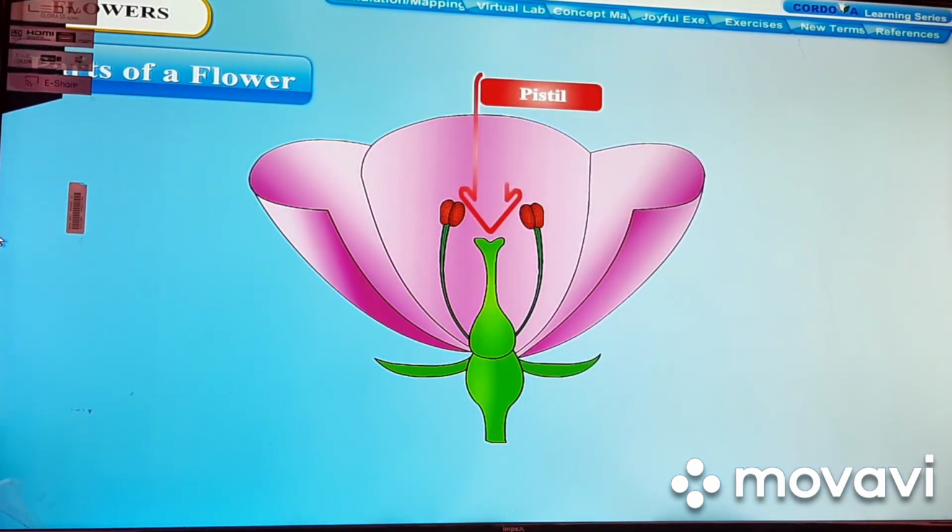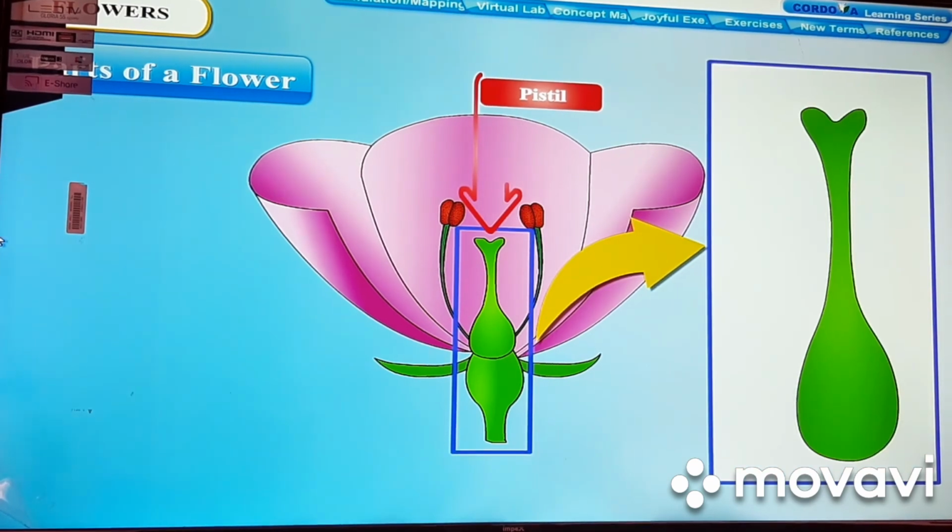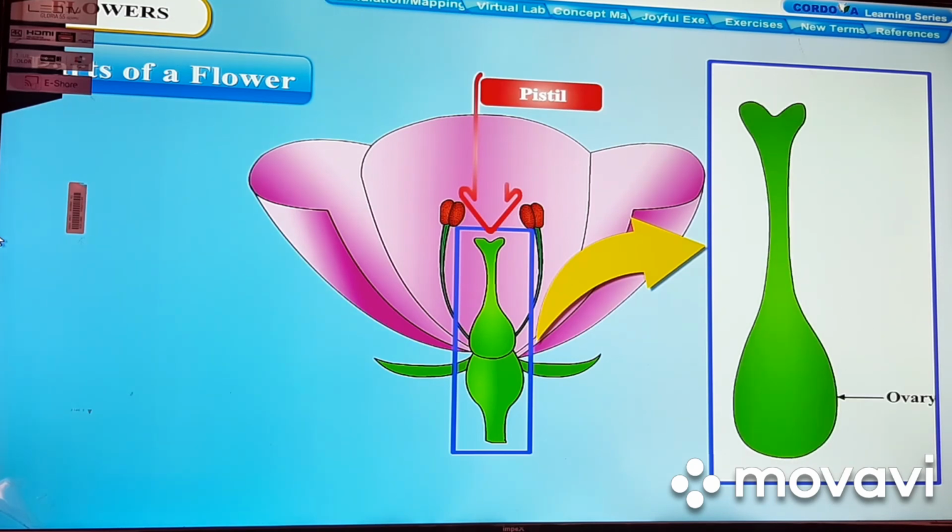Pistil. In the center of a flower, there is a flask-shaped organ called pistil. The pistil is the female reproductive part of a flower. Each pistil consists of an ovary, style, and stigma.